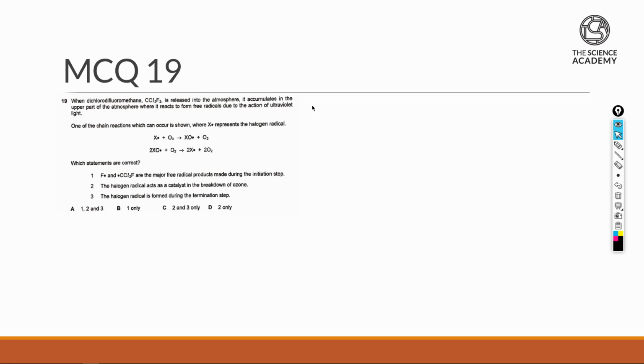MCQ 19 is going to be with regards to CFC. So this is a common state knowledge. Starting off with the initiation process, which involves UV light and CFC, CCl2F2. It will undergo the process of homolytic fission to generate a chloride radical. And the original CFC will now become a CClF2 radical.